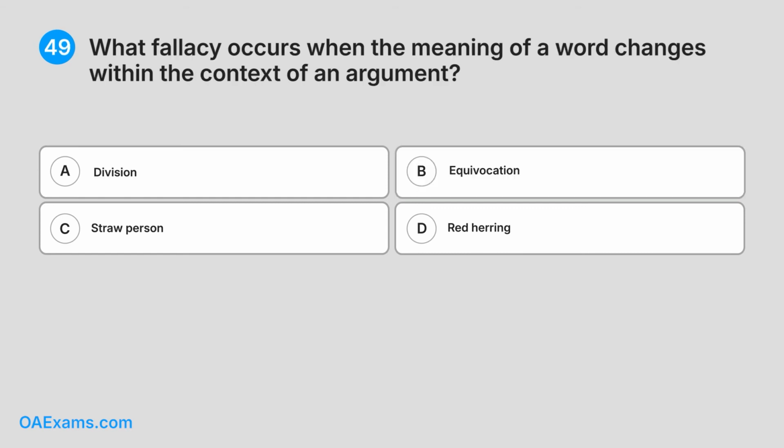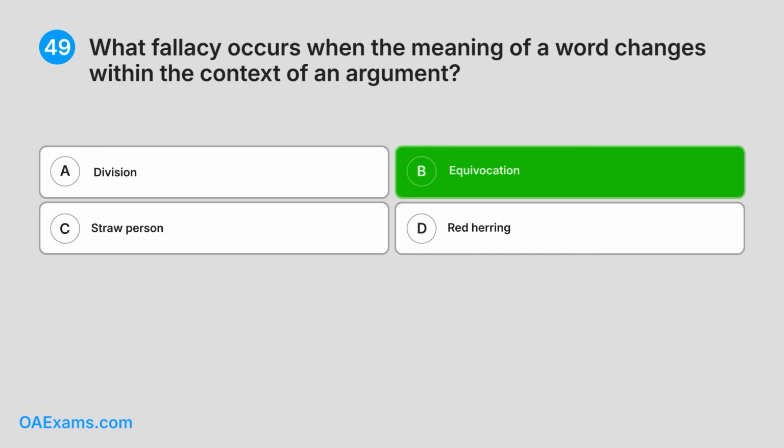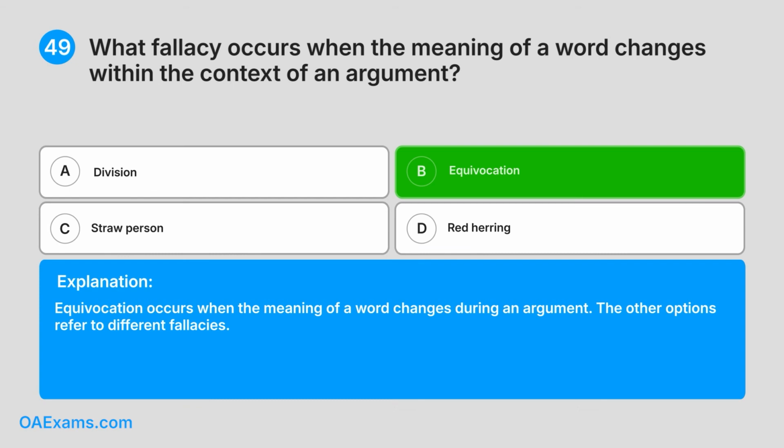49. What fallacy occurs when the meaning of a word changes within the context of an argument? A. Division. B. Equivocation. C. Straw person. D. Red herring. Do you know the answer? Correct answer. B. Equivocation. Explanation. Equivocation occurs when the meaning of a word changes during an argument. The other options refer to different fallacies.